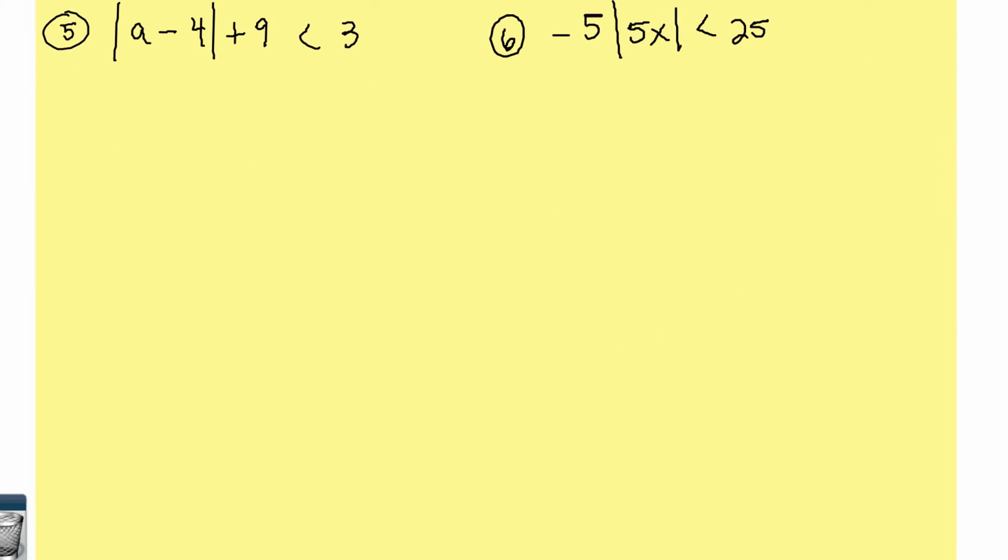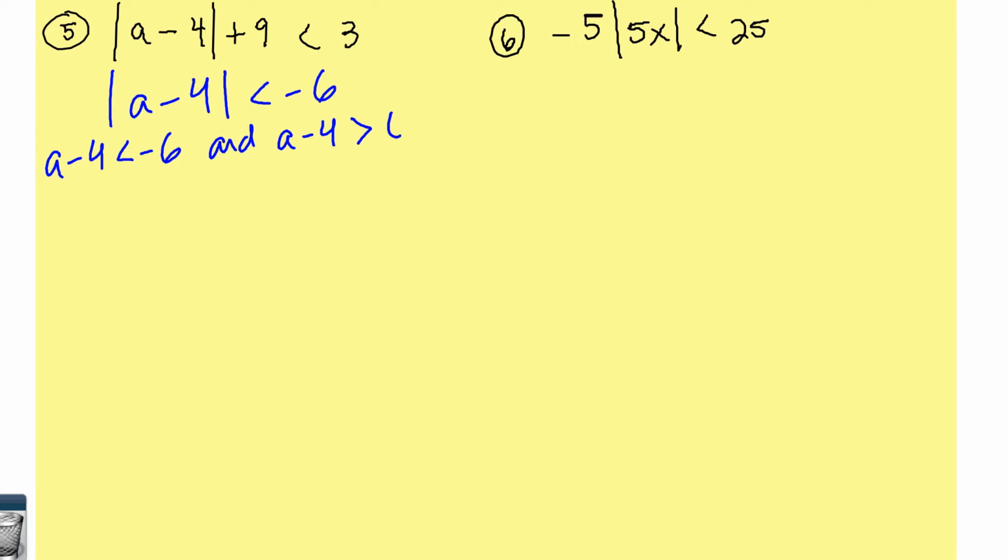Alright, let's keep working. Just 2 more pages. So let's do number 5. What's different about this one? Yes, the absolute value bar is not by itself, so we've got to work on that. So this is the absolute value of a - 4 is less than negative 6. Now we can solve it. a - 4 is less than negative 6, less than, so "and" a - 4 is greater than positive 6. So add the 4.